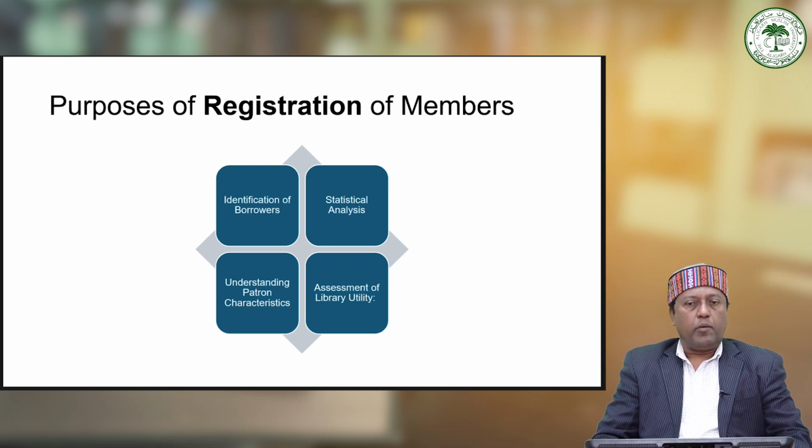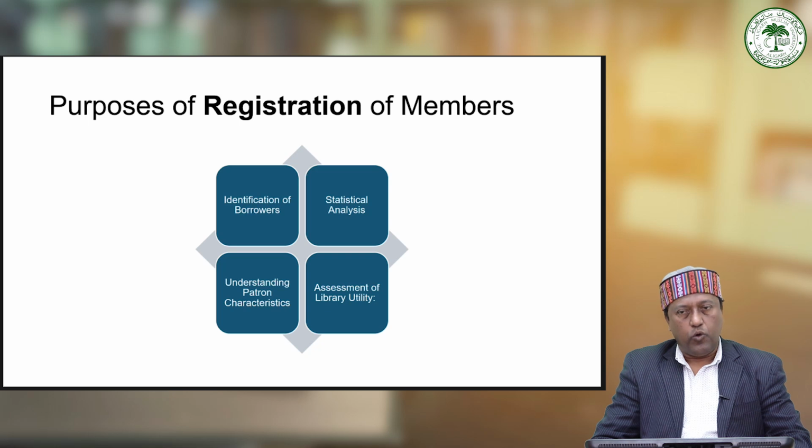Then the fourth most prominent purpose is assessment of the library's utility. How much the library is being used. So registration data also allows libraries to assess their utility to the community by tracking service utilization and demand. So comparative analysis of circulation statistics enables libraries to benchmark their performance against other libraries and identify areas for improvement or expansion of services. So all this can only be done when you have the proper registration of members.